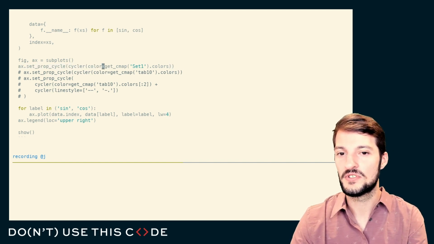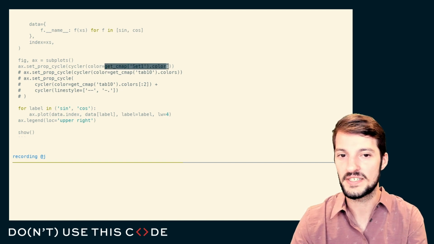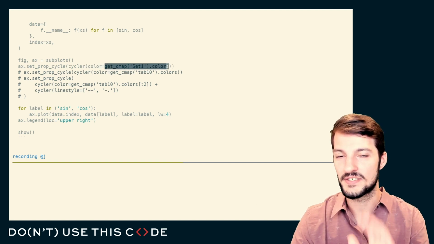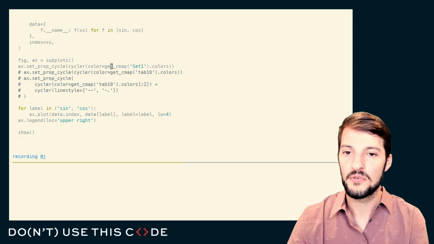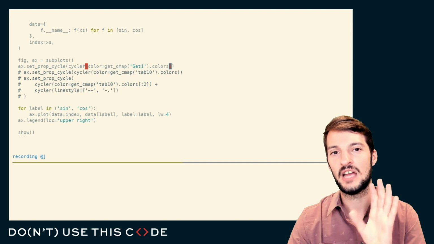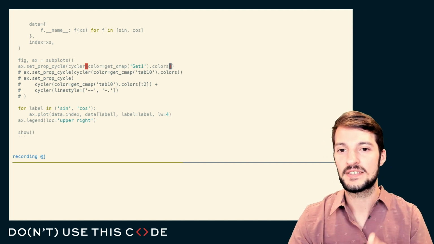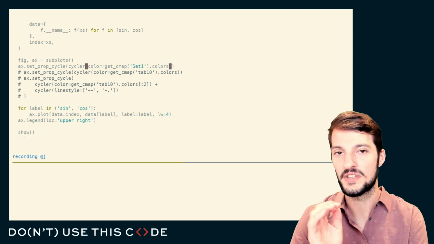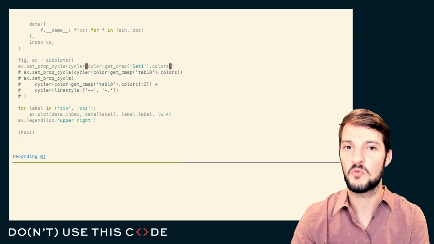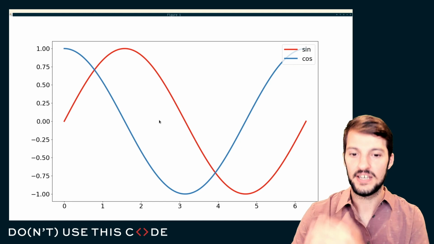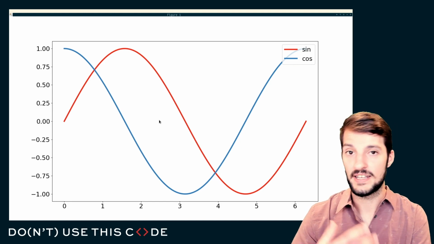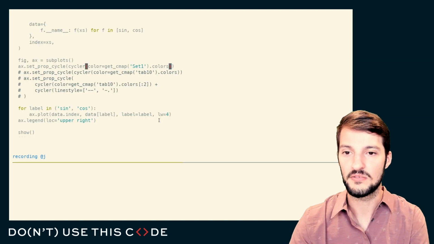And all this cycler will do is iterate through all of these colors. So I'm getting the colors out of my Set1 color map. This is different than tab10. And I'm going to cycle through them, and I'm going to tell this axis, hey, every time I plot on you, advance the cycler to the next color in my Set1 qualitative color palette. When I do that, you see I end up with blue then red, as is the Set1 color map.